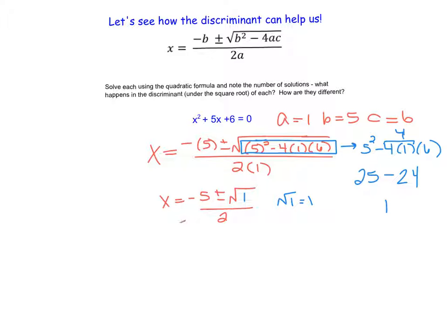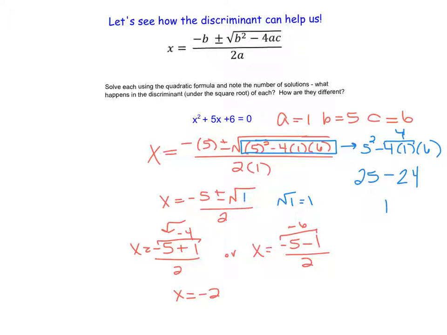So then as I split this into two problems, I have x is equal to negative 5 plus 1, because the square root of 1 is 1, divided by 2, or x is equal to negative 5 minus 1 divided by 2. So negative 5 plus 1, that's negative 4, divided by 2, x is equal to negative 2, or negative 5 minus 1 more, this piece is equal to negative 6. Remember, this piece was equal to negative 4. Negative 6 divided by 2, x is equal to negative 3. So here I have two values.